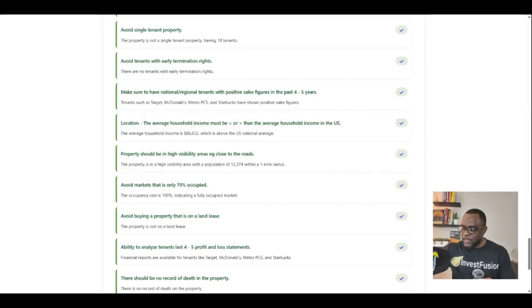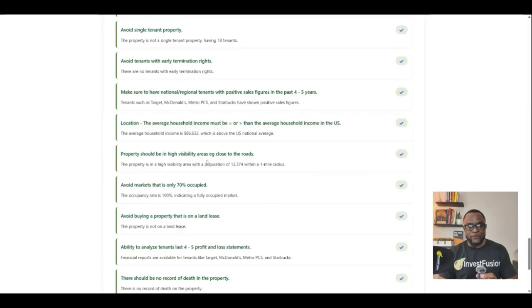So you want to have properties in locations where the average is higher than the US national average. This is huge. Like literally, this is huge. For experienced investors who've been in this game for 20 years, they know what this means already. At the tip of their fingertips, this is huge.